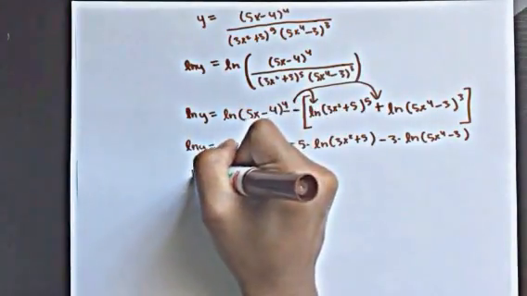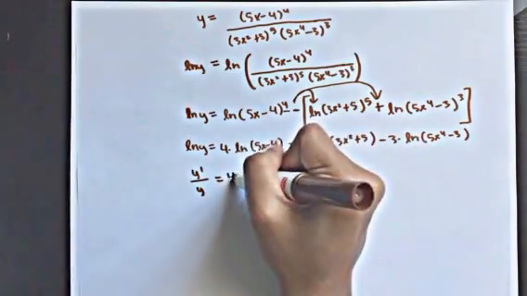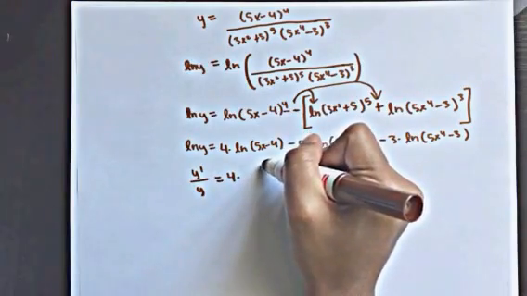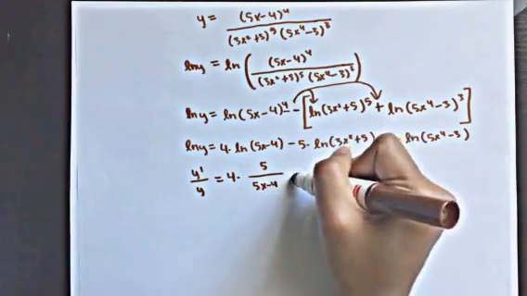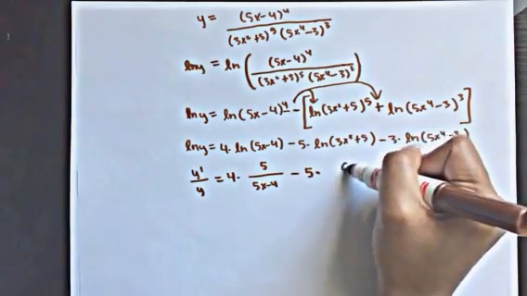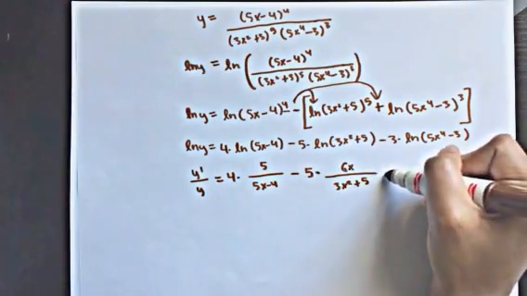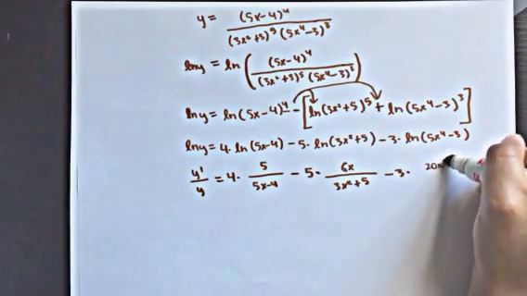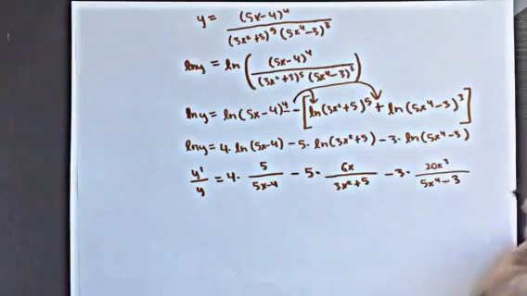So the derivative of the natural log of y is the derivative of y over y. And then using that same rule, for the natural log of 5x minus 4, it would be 5 over 5x minus 4, because 5 is the derivative of 5x minus 4, minus 5 times, and the derivative here is 6x over 3x squared plus 5, minus 3 times, and here it's 20x cubed over 5x to the fourth minus 3.